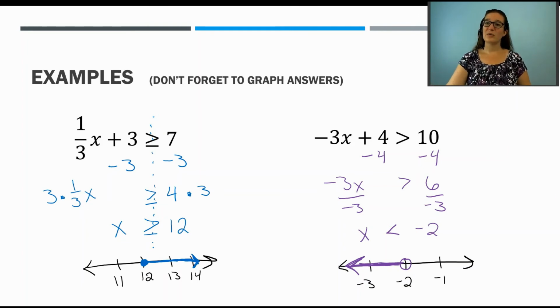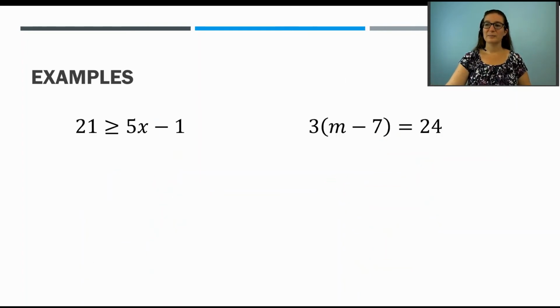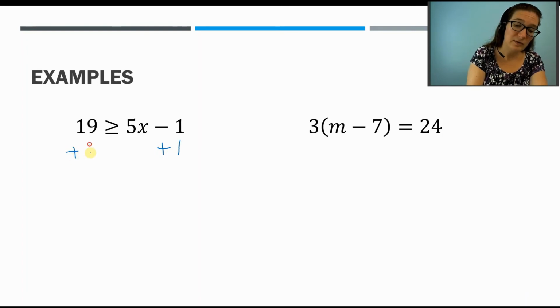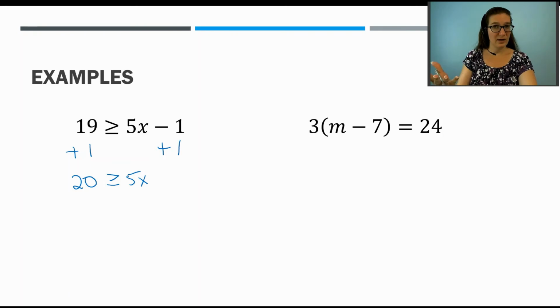Let's do a couple a little bit more complicated. Looking at these two problems, they don't look very different from the ones we just did. So let's start with the left one and start with the opposite of adding, subtracting, just like we normally would. I've got 5x minus 1, so the opposite is to add 1 on both sides of our symbol. 19 plus 1 will give me 20, greater than or equal to 5x. And minus 1 plus 1 are opposites. They cancel each other out. I just have the 5x there now.